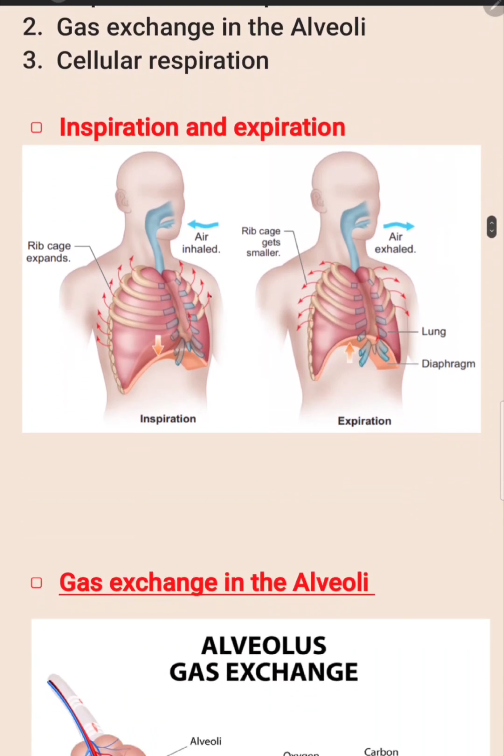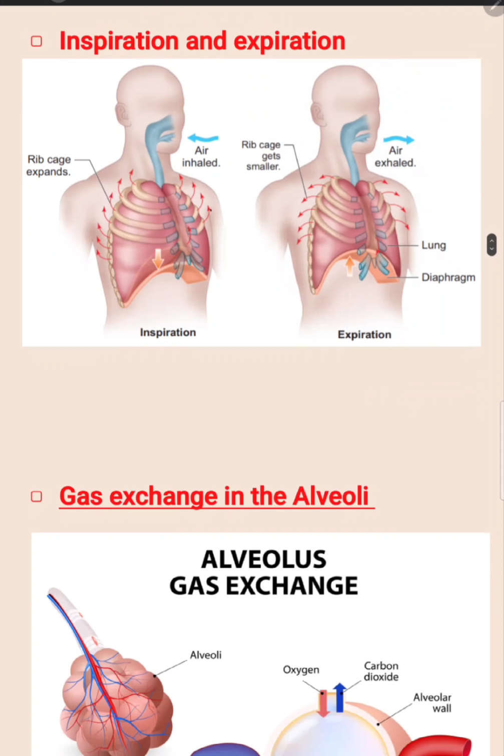Let's move into the first step. It is the inspiration and expiration, also known as inhale and exhale. When we inhale, you know that external air enters into the lungs. When entering, it passes through the nasal cavity first. When passing through the nasal cavity, the inhaled air gets moisturized and warmed up to body temperature, and the foreign organisms or foreign bodies in the inhaled air get removed.